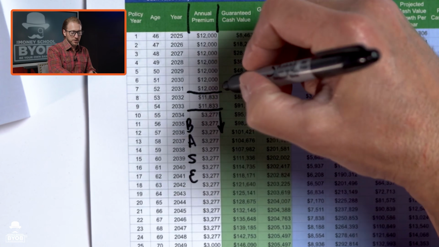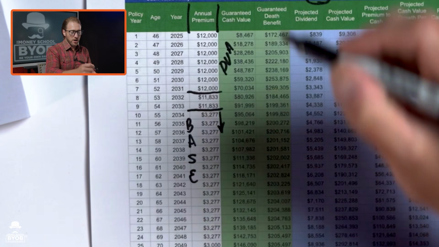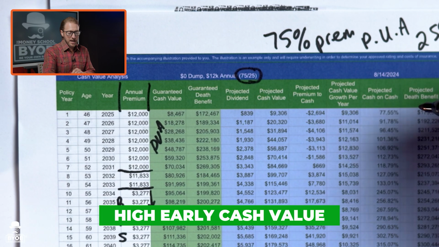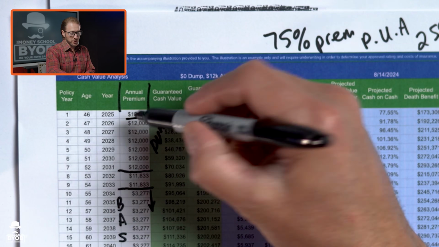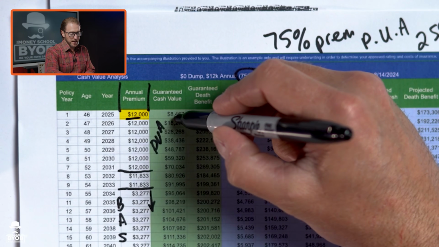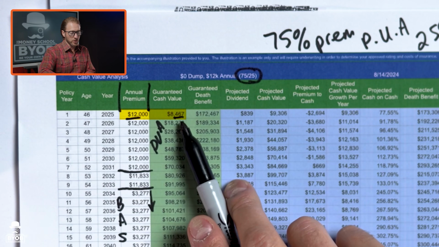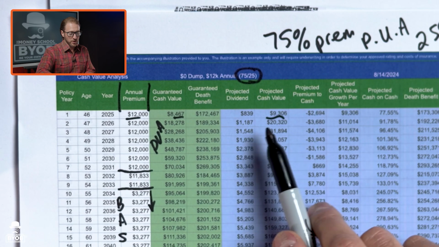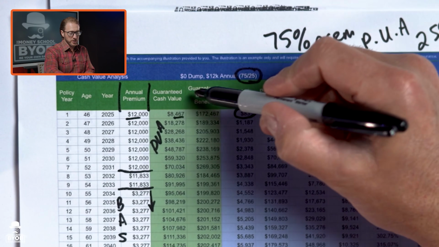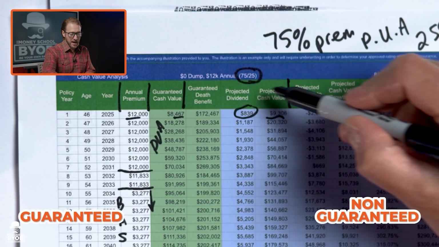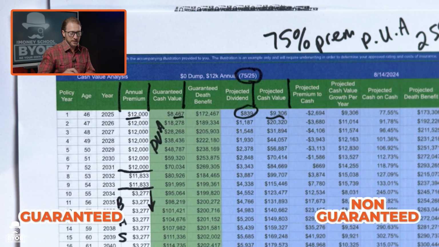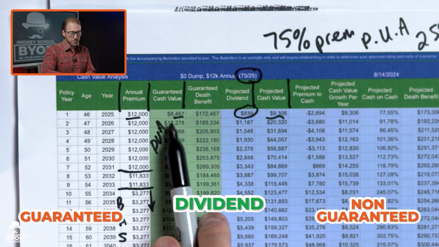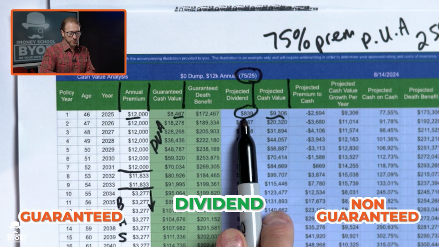The paid up additions are up here because really all we want paid up additions for is so that you have high early cash value. In this one, you put $12,000 in, guaranteed cash value at the end of year 1 is $84.67, and over here, projected cash value with the dividend. So the only difference between guaranteed and non-guaranteed, and we'll get into this in a second, is the dividend. So the difference between this number and that number is simply the dividend.